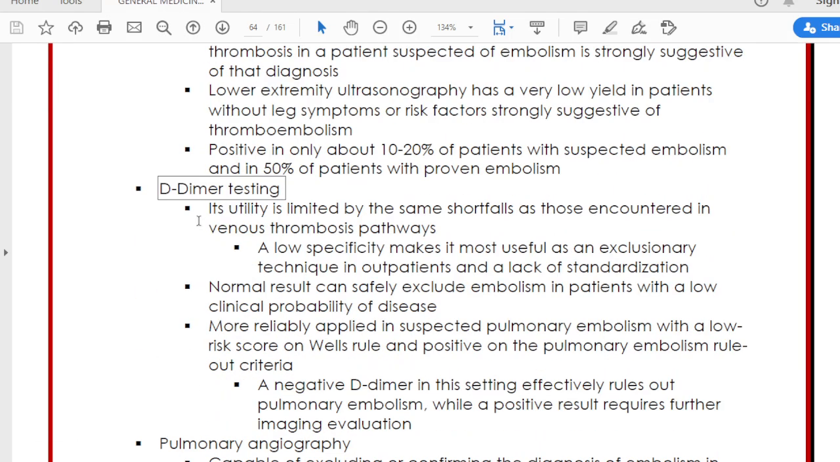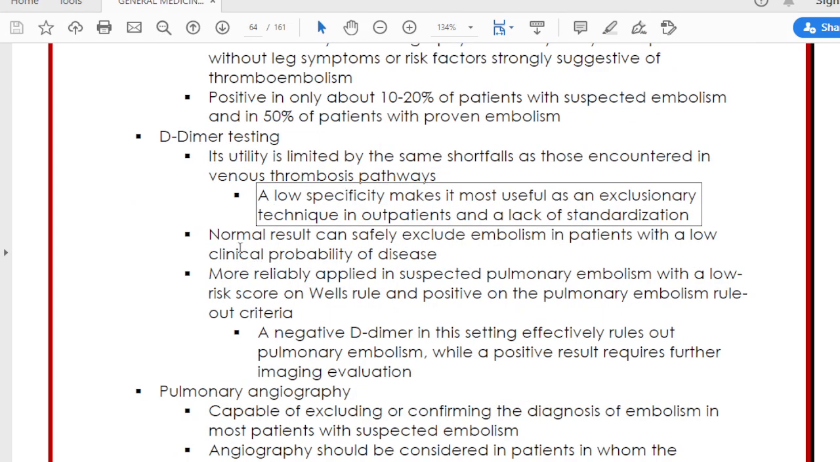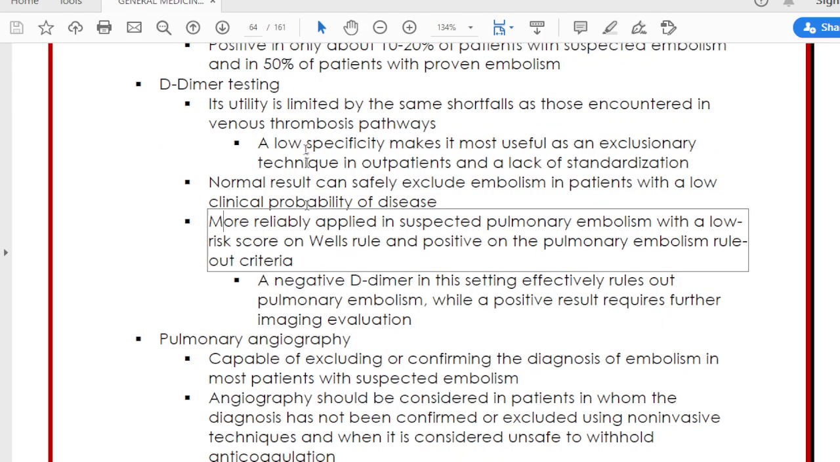D-dimer testing. Its utility is limited by the same shortfalls as those encountered in venous thrombosis pathways. A low specificity makes it most useful as an exclusionary technique in outpatients, and there is a lack of standardization. A normal result can safely exclude embolism in patients with a low clinical probability of disease. More reliably applied in suspected pulmonary embolism with a low risk score on the Wells rule and positive on the pulmonary embolism rule-out criteria.